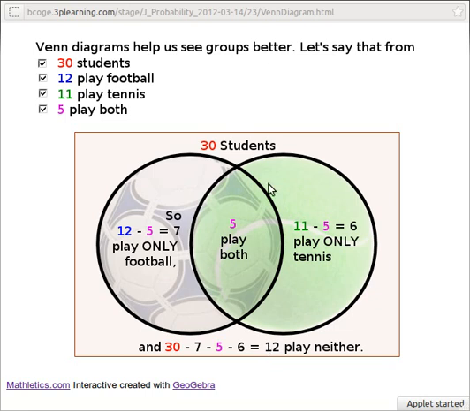And that's how you use a Venn diagram to keep information on paper, not in your head, and to make it easier to work out your basic maths, and then you don't have to think about it so much while you're doing probability questions.